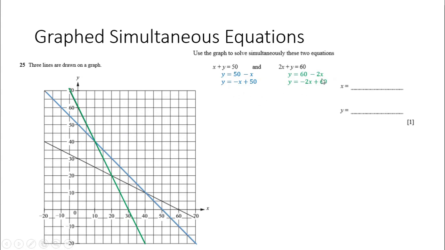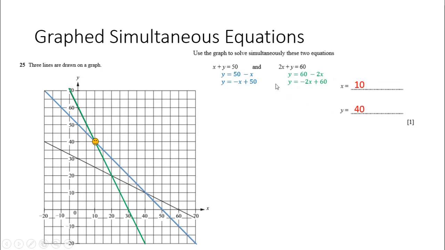Okay, so I've got my 2 lines here, and I can clearly see where they cross. That point there is the solution to the simultaneous equation. So that means that the x value is equal to 10, and the y value is equal to 40. You can check that these coordinates work on both of those lines. I am sure that they do.